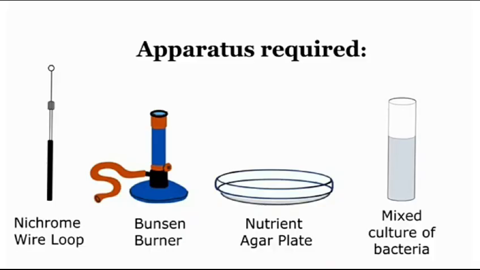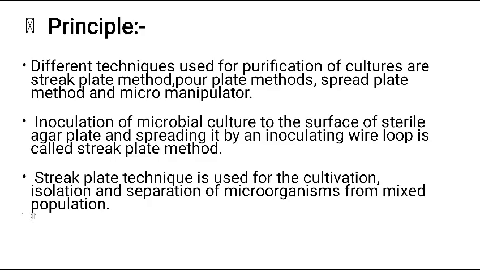The apparatus required for streak plate method are nichrome wire loop, Bunsen burner, nutrient agar plate, and mixed culture of bacteria. Principle: different techniques used for purification of culture are streak plate method, pour plate method, spread plate method, and micromanipulator. Inoculation of microbial culture to the surface of a sterile agar plate and spreading it by an inoculating wire loop is called streak plate method.